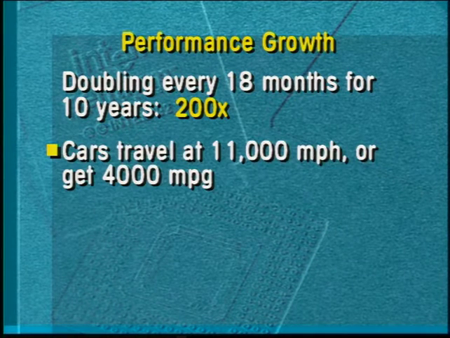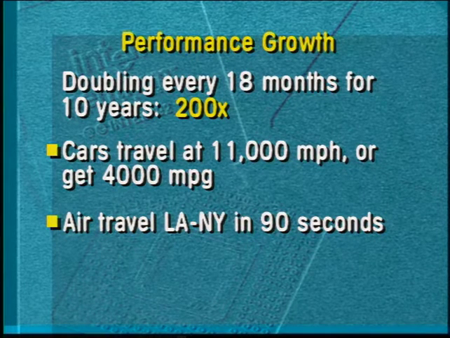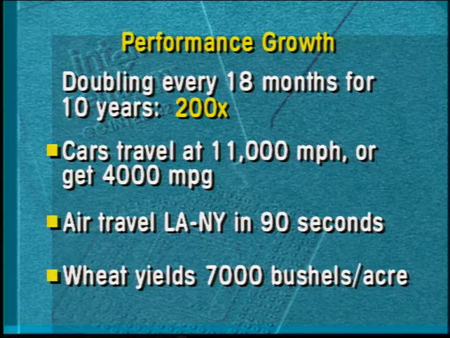If the same improvement were applied to automobiles, we'd be traveling around in our cars at about 11,000 miles an hour, or potentially getting about 4,000 miles to the gallon. A point that's maybe a little easier to visualize or to comprehend would be a flight from Los Angeles to New York would take 90 seconds rather than the 5 hours or so that it takes currently. A different way of looking at it might be in the agricultural field, where wheat yields would have gone from about 35 bushels per acre up to about 7,000 bushels an acre. So this is really quite a remarkable growth rate.